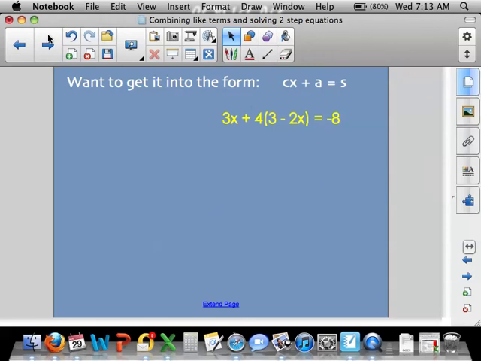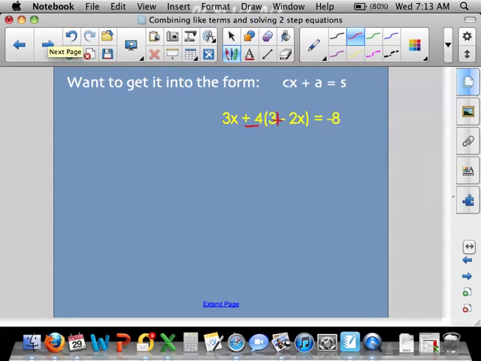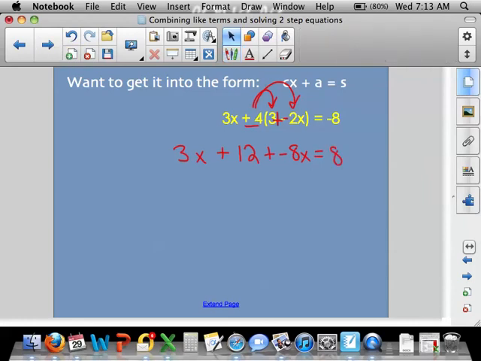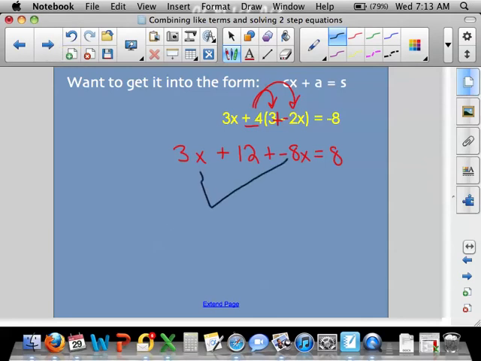Okay, here's another one. In this case, we need to distribute the 4 across the 3 and the negative 2x. Keep, change, flip. Most people make mistakes by not realizing the negative 2x. So let's distribute the 4 across the 3 and the negative 2x. I'm going to rewrite 3x down here. 4 times 3 is 12. And 4 times negative 2x is negative 8x. Now, we don't have a two-step equation yet because we have to combine like terms. Let's combine this negative 8x and the 3x to make negative 5x.